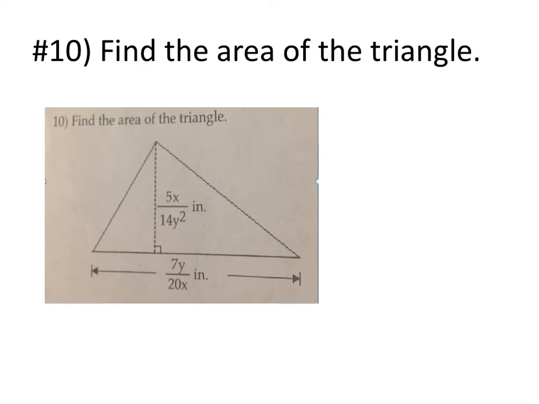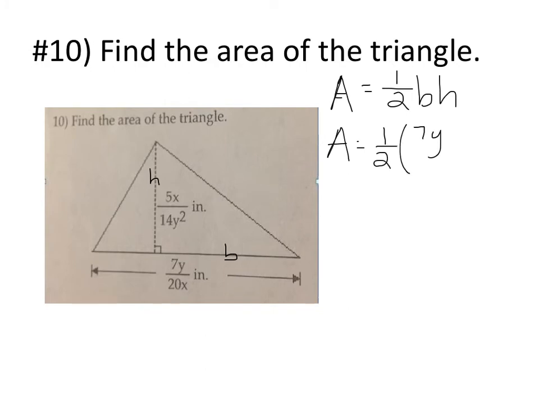All right, find the area of the triangle. So, area of a triangle is 1/2 base times height, where this is my base and this is my height. So A equals 1/2, and then my base is 7y over 20x, and my height is 5x over 14y squared. Okay, so you can still cancel up and down and diagonally.